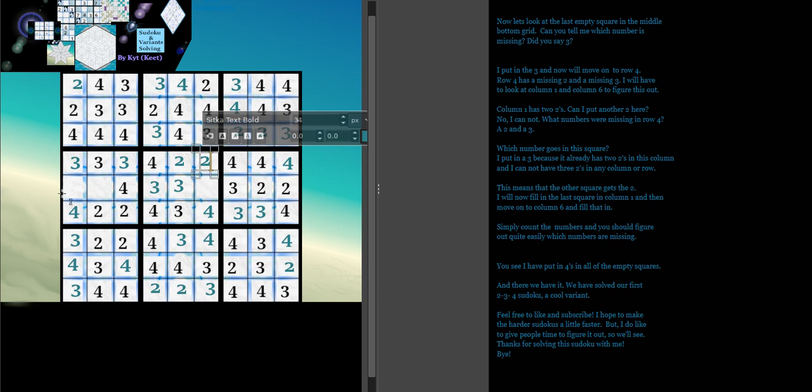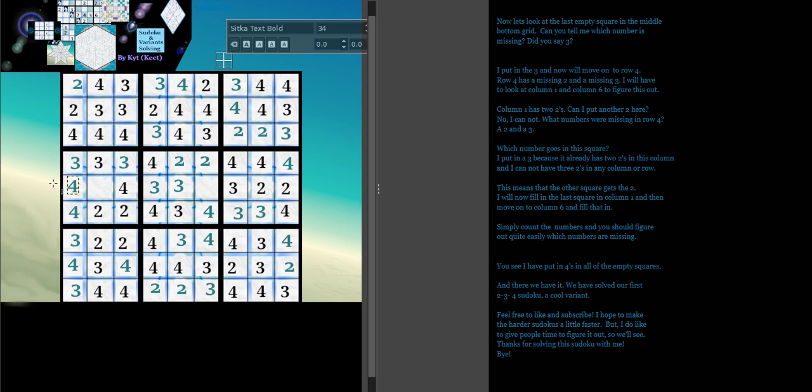I will now fill in the last square in column 1 and then move on to column 6 and fill that in. Simply count the numbers and you should figure out quite easily which numbers are missing. You see, I have put in 4's in all of the empty squares. And there we have it. We have solved our first 2, 3, 4 Sudoku, a cool variant.